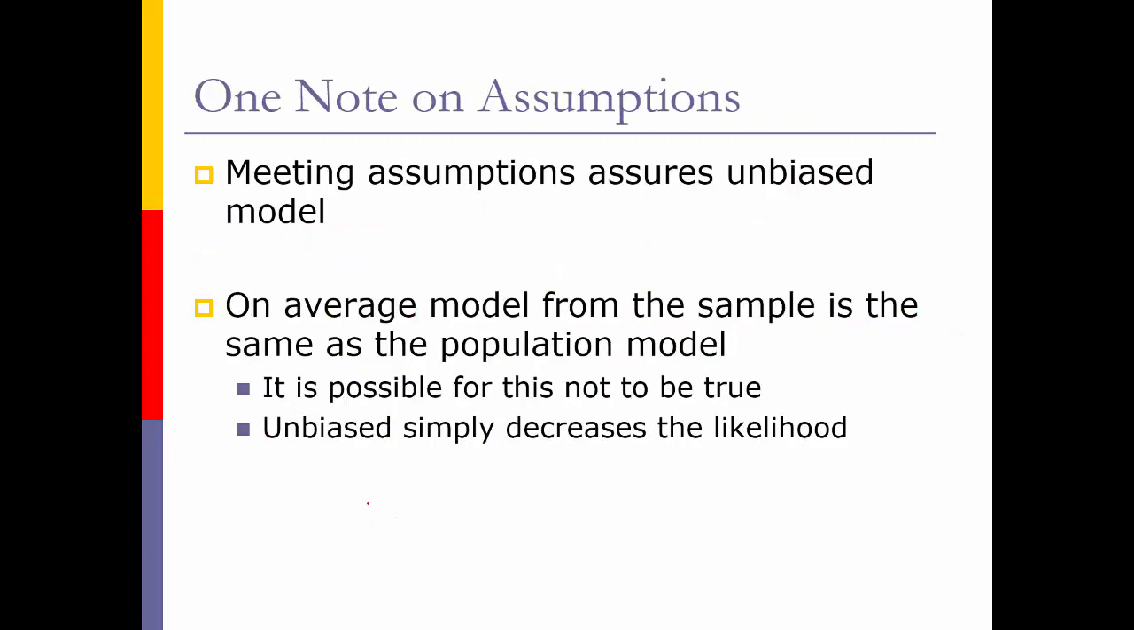If we meet all of these assumptions, we should have an unbiased model, which means that our sample is generally representative of the population. However, it is possible that that might not be true, depending upon the sample that you've collected data on. Unbiased simply decreases the likelihood that we have that problem.